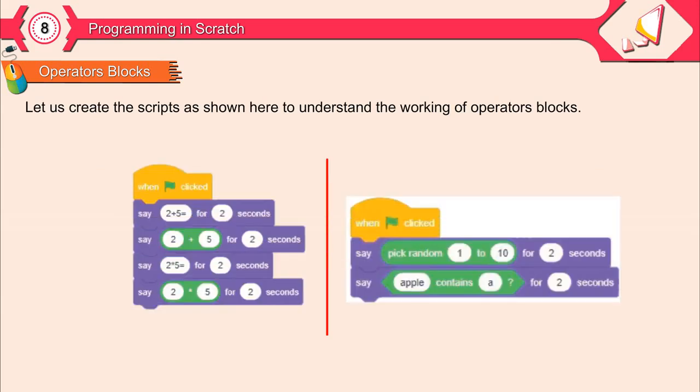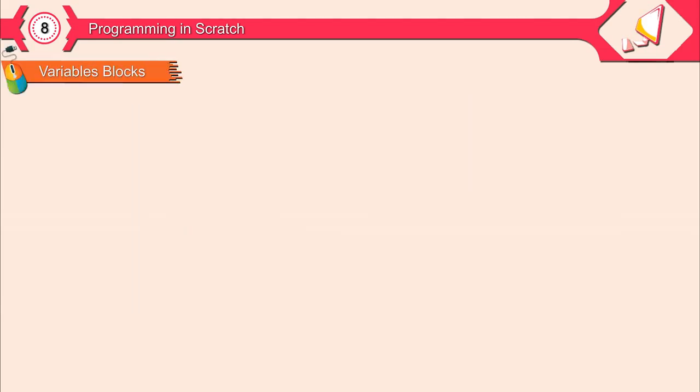When green flag clicked, say 2 plus 5 equal to for 2 seconds. Say 2 plus 5 for 2 seconds. Say 2 multiply 5 equal to for 2 seconds. Say 2 multiply 5 for 2 seconds. When green flag clicked, say pick random 1 to 10 for 2 seconds. Say apple contains a? for 2 seconds.